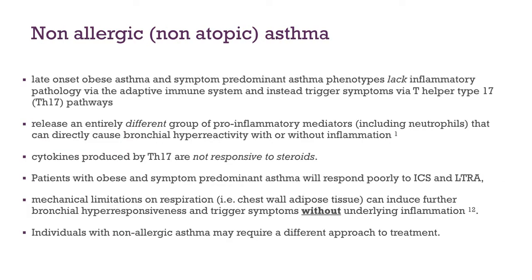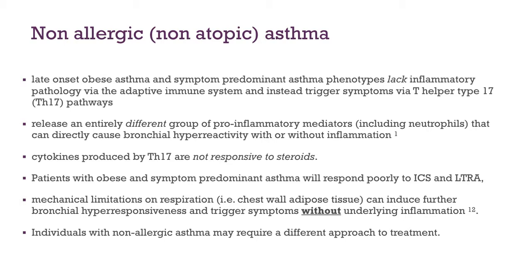So our non-allergic or non-atopic asthma is people who start getting symptoms later on in life, and it's associated with obesity. Symptom predominant, again, where they have disproportionately high symptoms without any form of airway inflammation. And sometimes we measure airway inflammation either as eosinophils or we measure it as nitric oxide through the FeNO tests. And these lack that inflammatory pathology using those normal Th2 pathways. And instead they go through a different pathway called Th17 pathways. It's a completely different group of pro-inflammatory mediators using neutrophils predominantly, which increase bronchial hyperreactivity with or without actual inflammation.